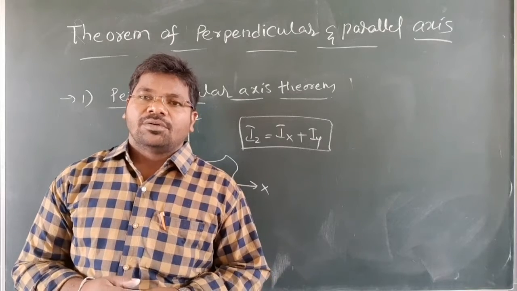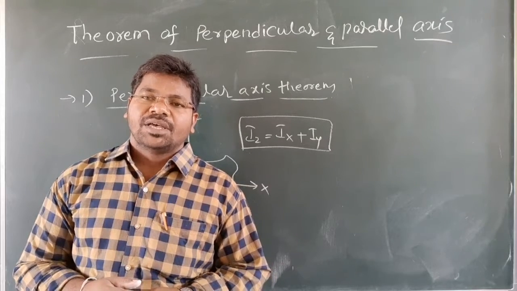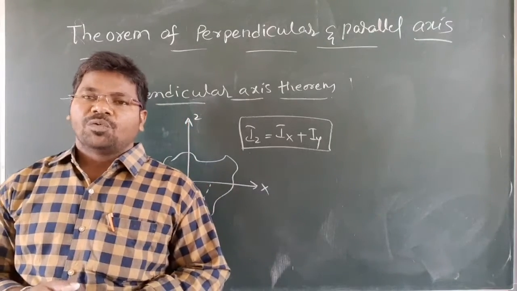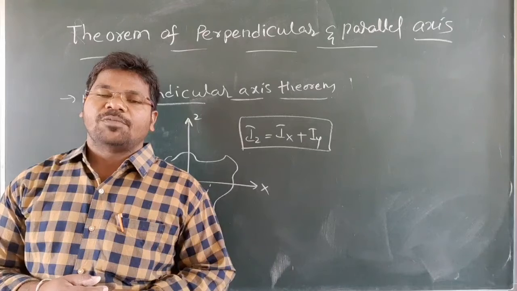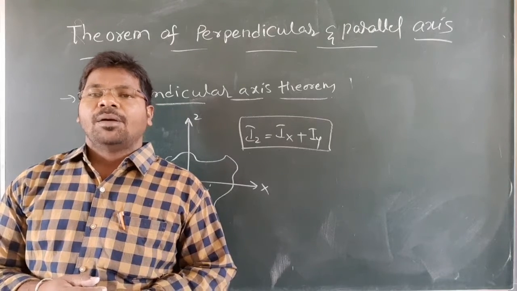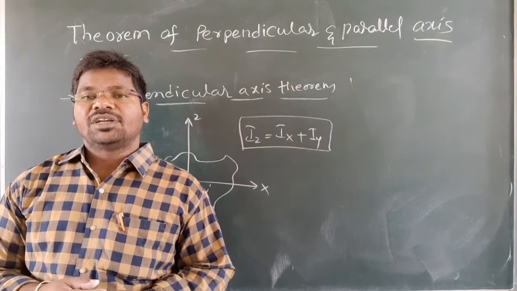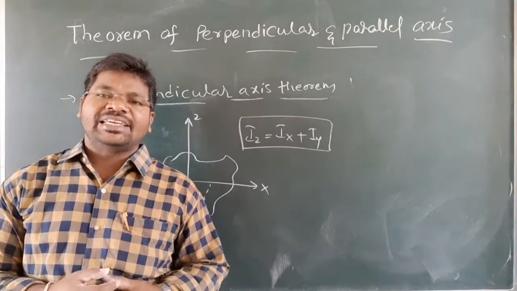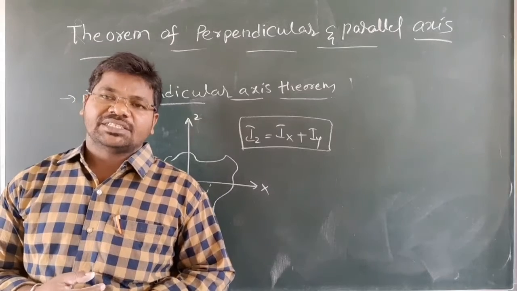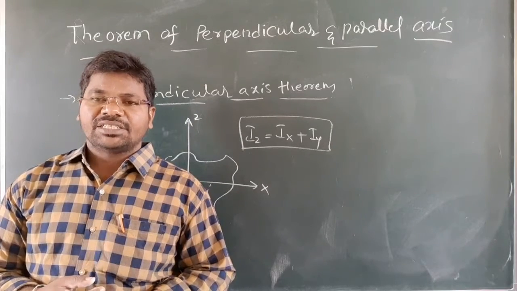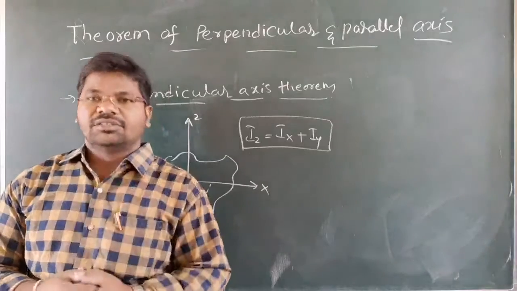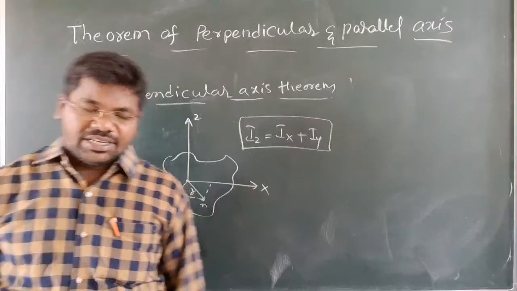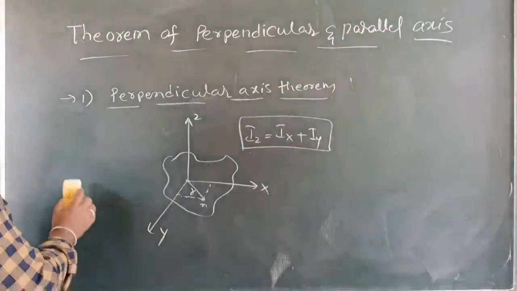Understand? So what is the perpendicular axis theorem? The moment of inertia of a body about one axis is equal to the sum of the moments of inertia about the remaining two axes, my children. Iz is equal to Ix plus Iy. There is no need of this derivation. Okay, my children. Next, parallel axis theorem.